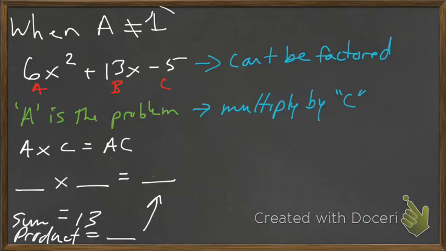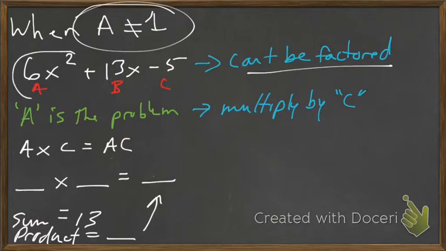When a does not equal 1 and you can't factor it, for this example, I have 6x squared plus 13x minus 5. I cannot factor anything out of these values. There's no common factors. So in this case, a is the problem because it does not equal 1. How can we get rid of a? How can we make it so that a is actually equal to 1?